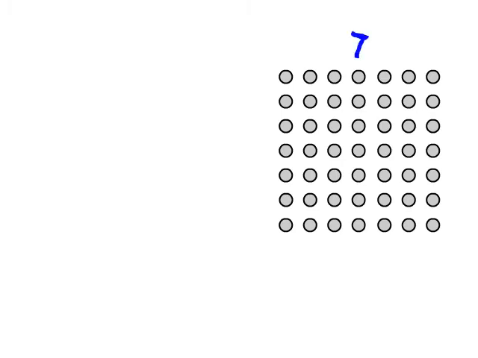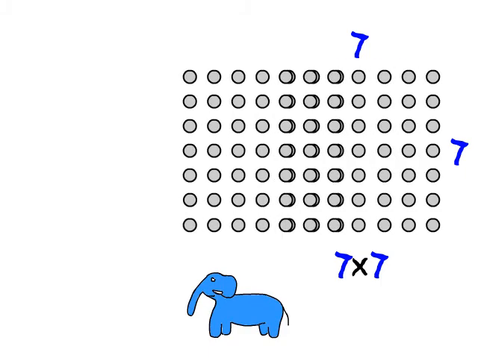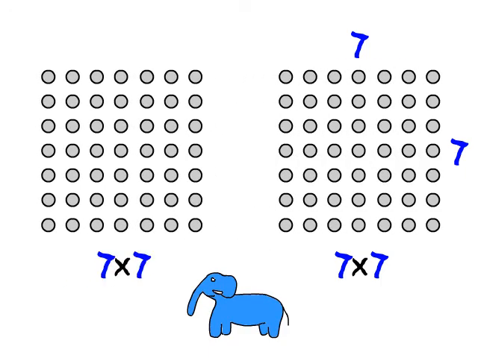Well, let's see what we can do. Here's a 7 by 7 array. So that represents 7 times 7. Now there's the rearranger. Rearranger, would you make a copy of that, please? Thank you. So that's 7 times 7 too. Now, rearranger, make a copy of the last column, tack it on, and change it to red so we can keep track of it. Thanks.